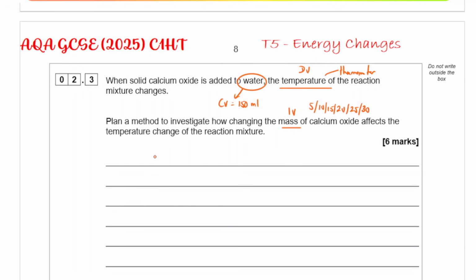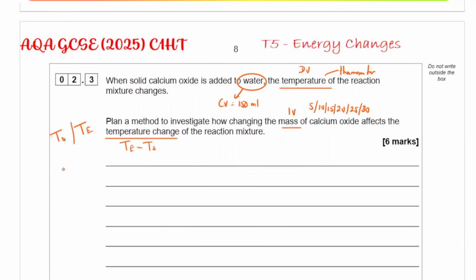And you need to work out the temperature change, which is the dependent variable. For that, you need the initial temperature. If I say starting temperature, Ts, and you would need the end temperature, Te. So you can work out the temperature change by Te, end temperature, minus the starting temperature.